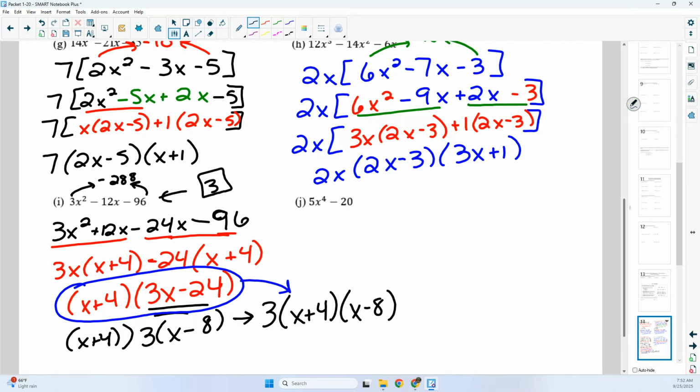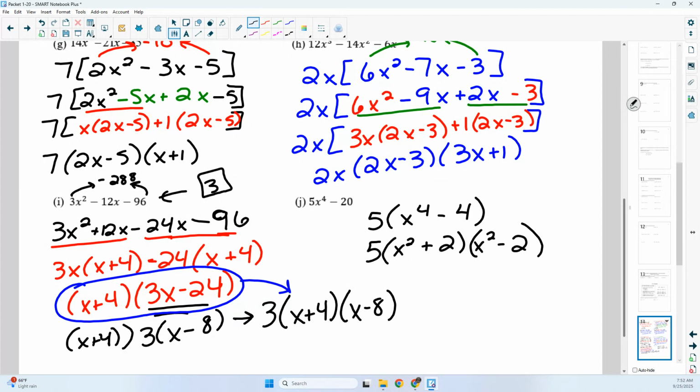So last problem, this one is not going to be a trinomial. So on this one, I do have a GCF. I'm going to take out a 5. And then I do notice that I have the difference of perfect squares. So x to the 4th can break up into x squared and x squared. I get a +2 and a -2. Okay, so that one is then fully factored.